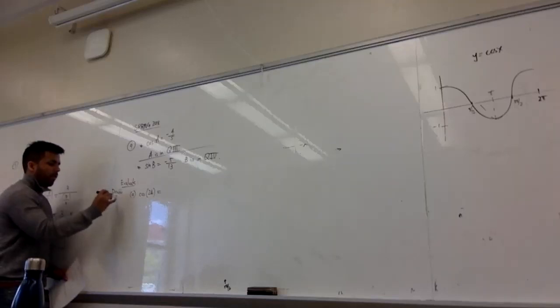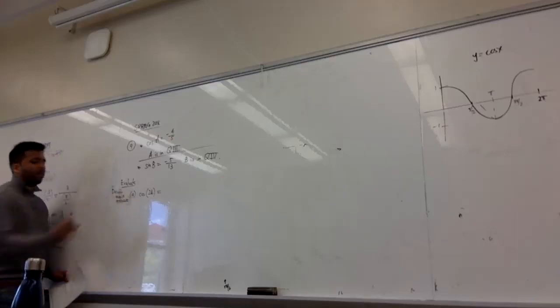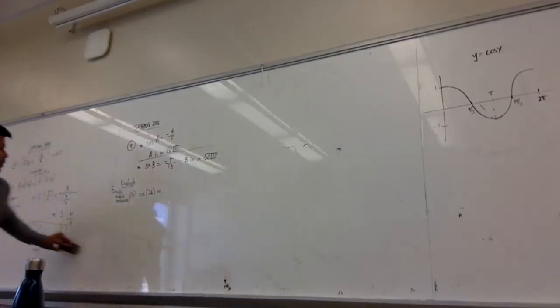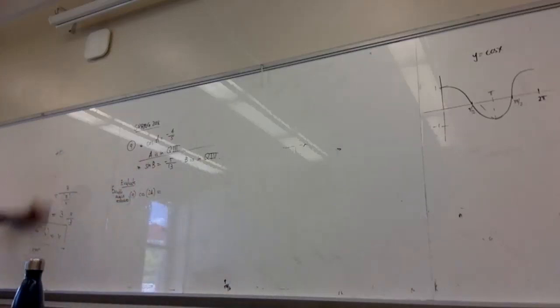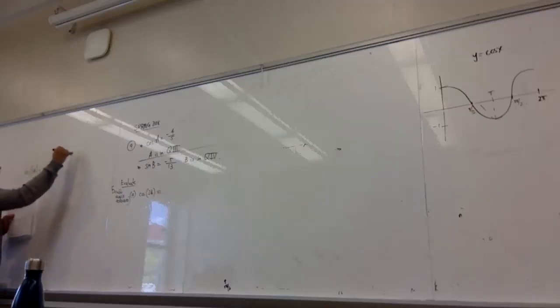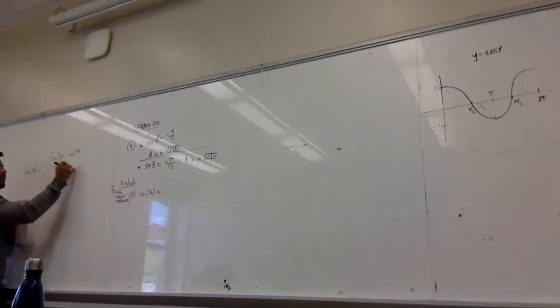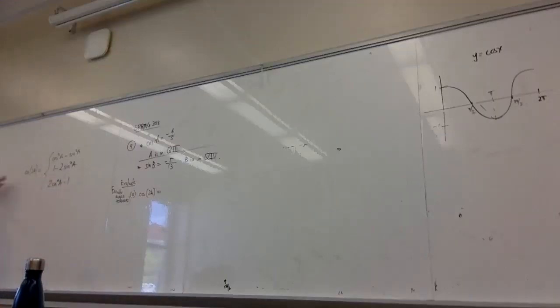Do you know the double angle formulas? Yes, you should know. So what's the double angle formula for cosine? Cosine of 2A is equal to cosine squared A minus sine squared A. That's one of them. The other one is 1 minus 2 sine squared A. The other one is 2 cosine squared A minus 1. There's 3 versions of cosine. There's only one version for sine. Sine of twice the angle is just twice sine of the angle times cosine of the angle.